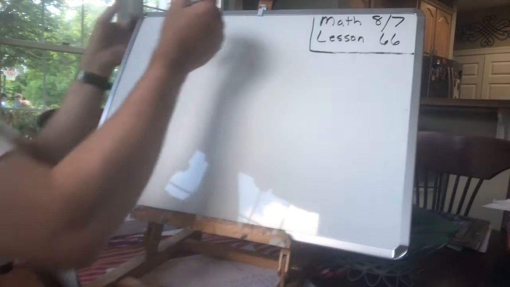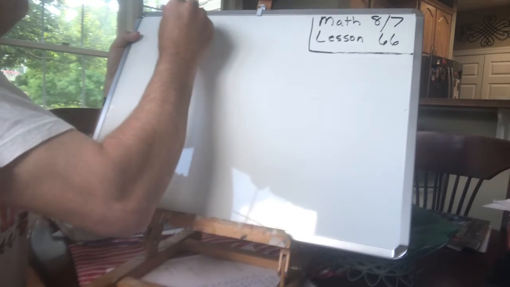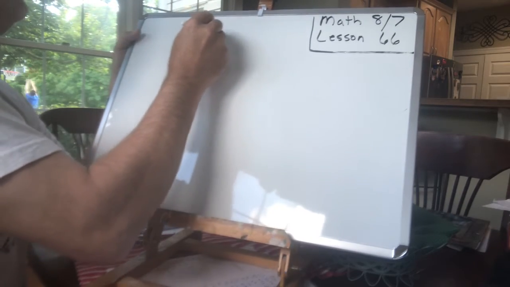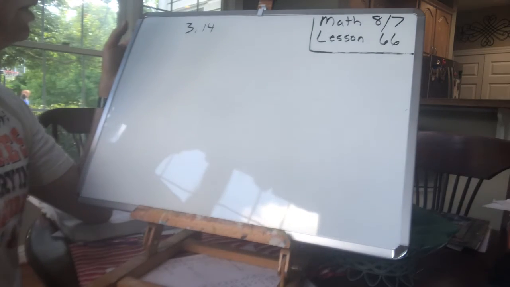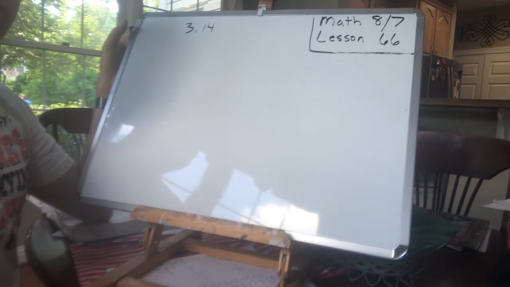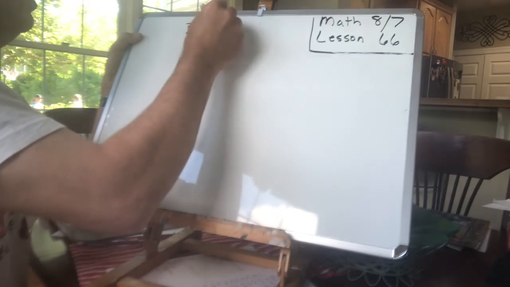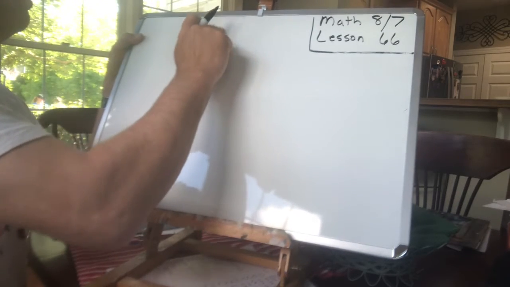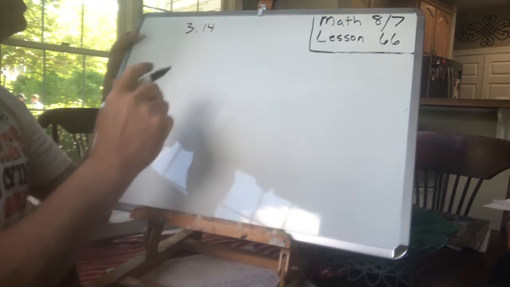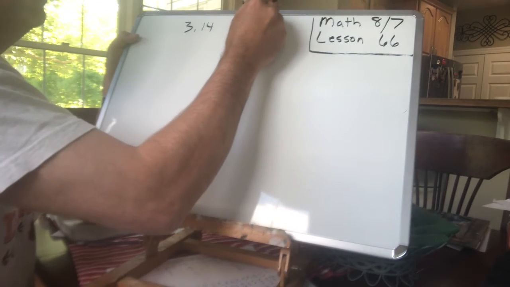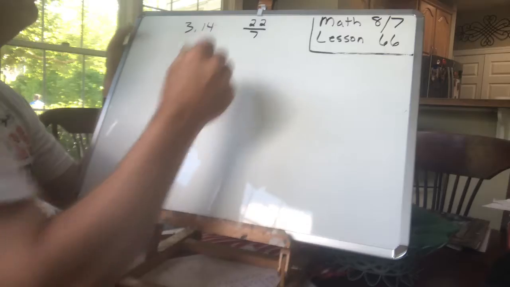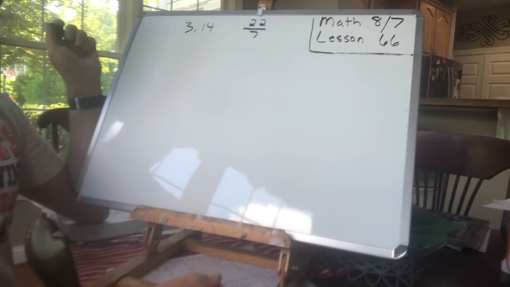We know pi equals 3.14, and it goes on forever. I think the next number is a 2. Anyways, it just keeps going on forever. Also, pi equals 22 divided by 7. Okay, those are two numbers you need to know.